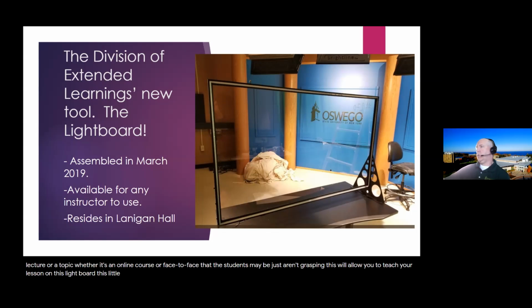This little light gray strip around the glass, this is glass, it has neon lights in it. So what it does is it illuminates your writing as you're talking about your lesson. And I'll have an example of that coming up in a little bit.